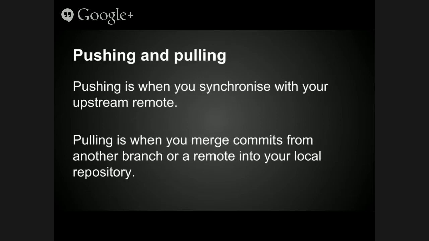So pushing and pulling is when you synchronize with an upstream remote. So if I clone from a GitHub repository, that's my origin, that is my upstream, and I can push and pull changes between those two things. So pushing is obviously me sending my latest local commits to them, and pulling is me synchronizing state and getting my latest back.